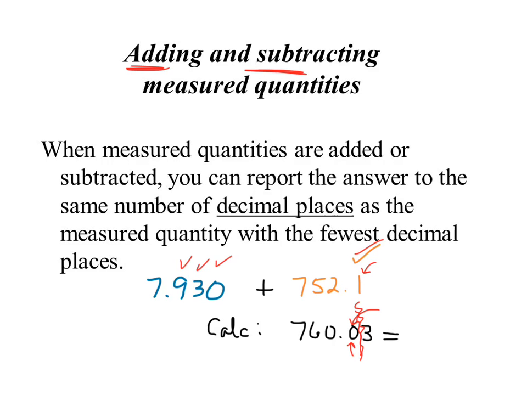That's okay. Okay, so a lot of times, instead of calc, I will say ANS. That means answer, rounded to what we're supposed to do. And so we start from left to right, taking digits. So we'll go 760.0.